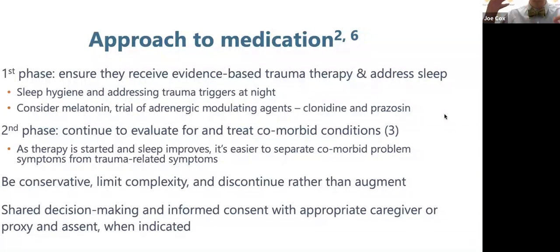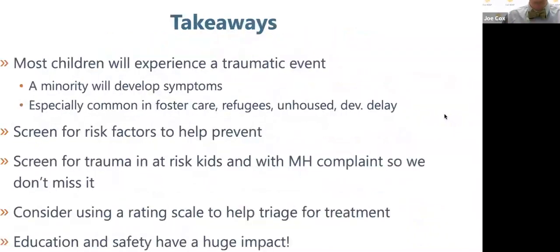The second phase is then, as you're doing treatment, evaluating for and treating comorbid conditions as you see them. You can start to separate those out as you address sleep and kids are getting evidence-based treatment for their trauma-related symptoms. Overall, please be conservative, limit complexity, and discontinue medications if they're not working rather than just adding something on. Use a shared decision-making model, with informed consent from appropriate caregivers or proxies, and assent from the kids when indicated.